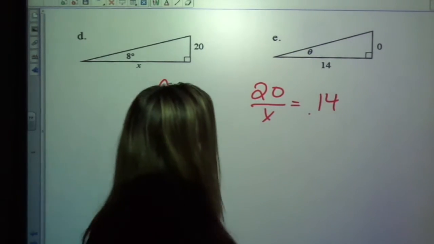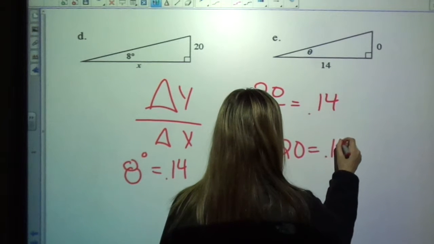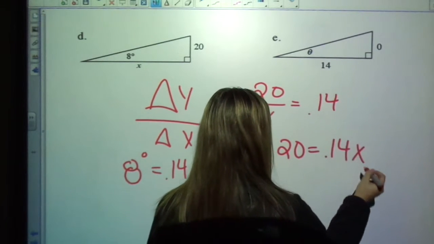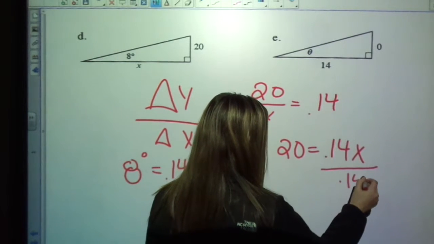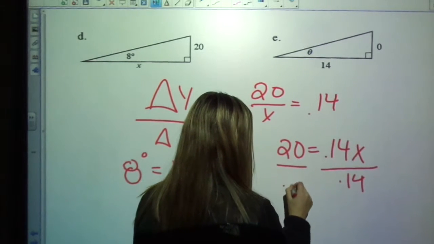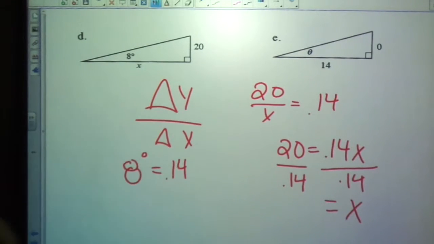So then you multiply it, so it'll be 20 equals 0.14x. You multiply by x on both sides. Yeah, good. And then you divide both sides by 0.14. Good. And so x equals 142.8. 142.